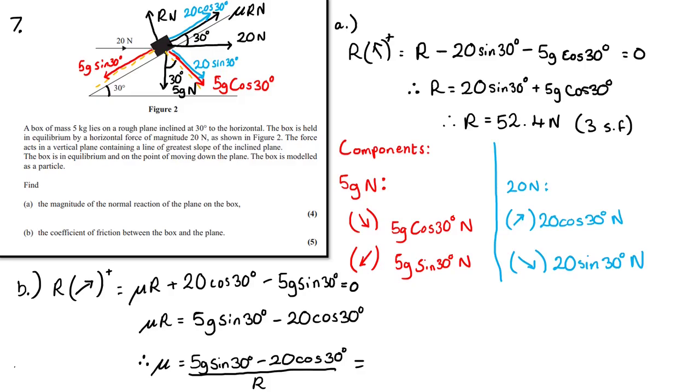If we take g as, for example, 9.8, I can't remember what it says on the new papers to take g as, whether it's 9.8 or 9.81, but let's just take 9.8 here. Then what you get to three significant figures is 0.137. So the coefficient of friction between the box and the plane is 0.137. That gives us the solution to part B and to question 7 overall.